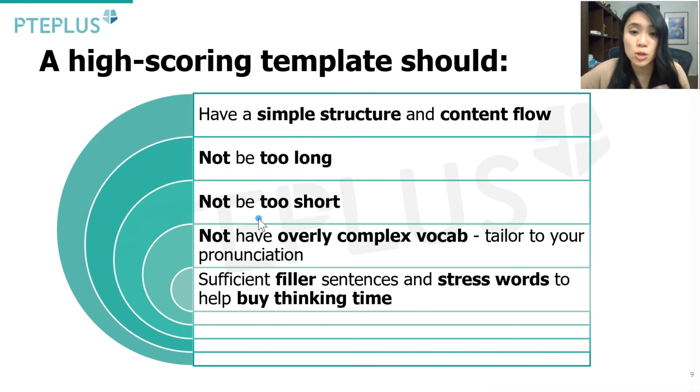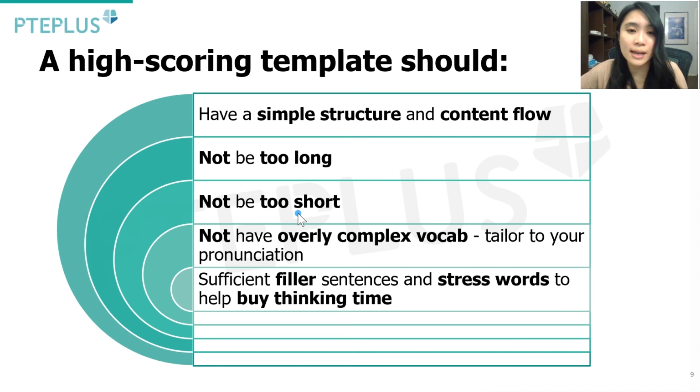Now, the other thing also is that your template cannot be too short. If your template sentences are a bit too short, what it's doing is that it's leaving you too much space, too much time to put content in. The more content that you need to fill in, the more you need to be looking at the image and searching for all this key information. Which means then it's very easy to, number 1, get stuck or to hesitate or to pause, which will affect your fluency. And number 2, because your focus is on inserting all that content in there, you're no longer thinking about your pronunciation and doing that well. Okay, so a high scoring template shouldn't be too short as well.